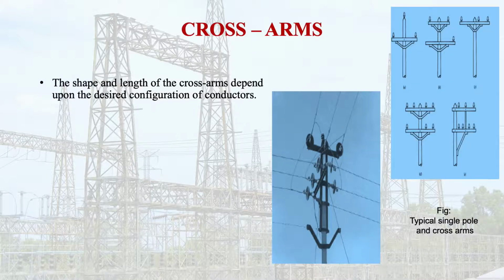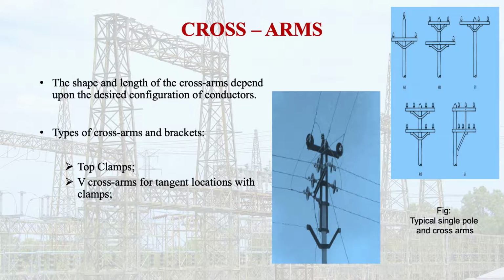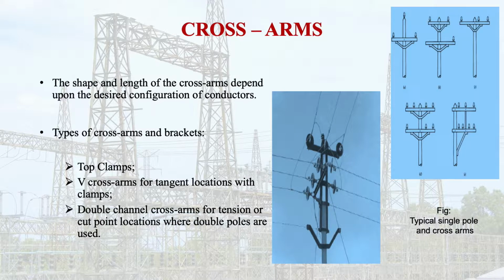The other distribution line equipment is the cross arm. As the name implies, over the vertical pole, the horizontal crossing is there. So this is the cross arm. The shape and length of the cross arm depend upon the desired configuration of conductors. The types of cross arms commonly used are the top clamps, V cross arm for tangent locations with clamps, then double channel cross arms for tension or cut point locations where double poles are used.